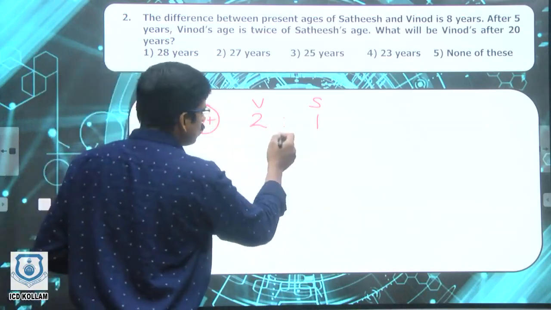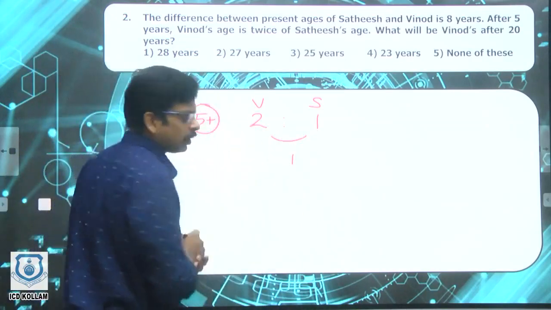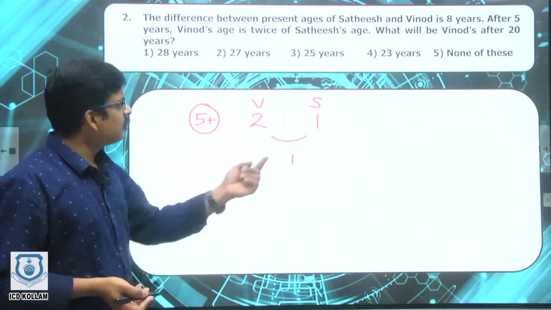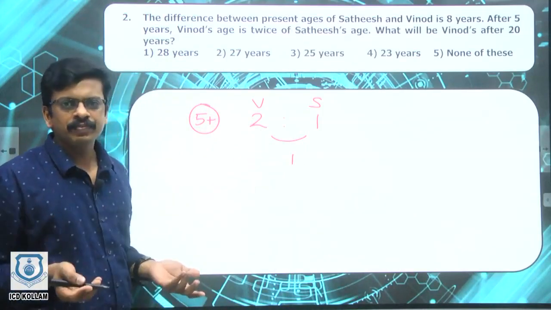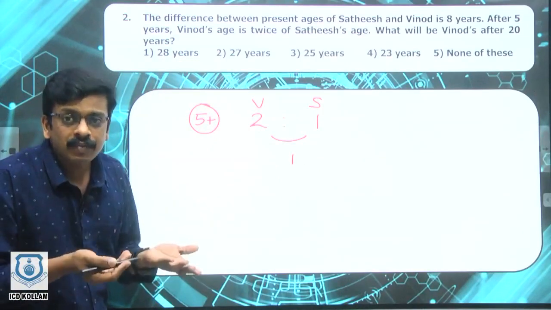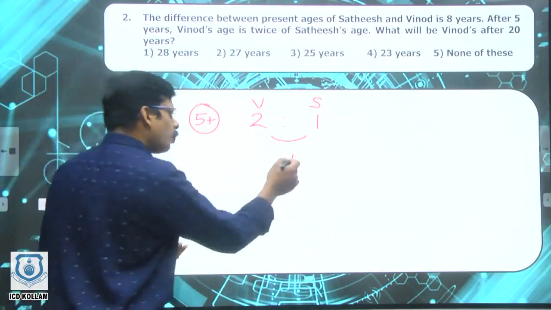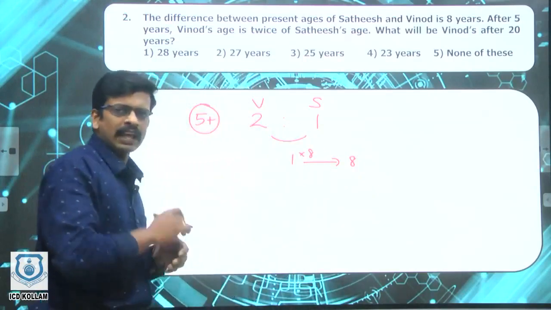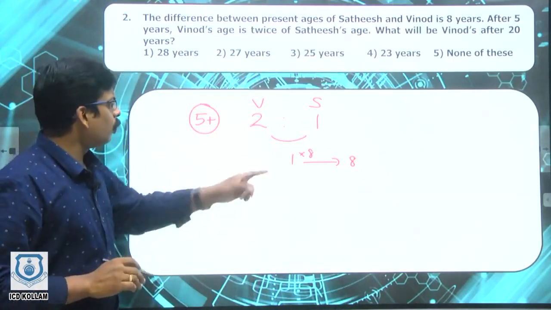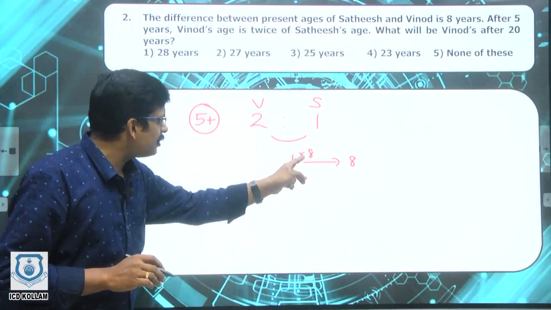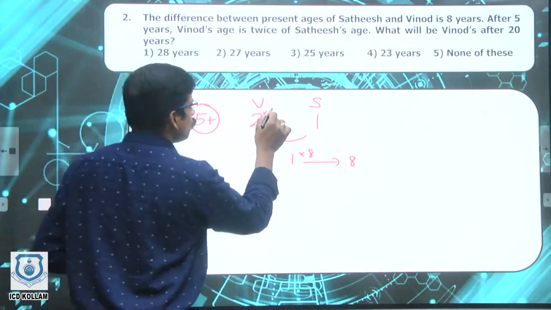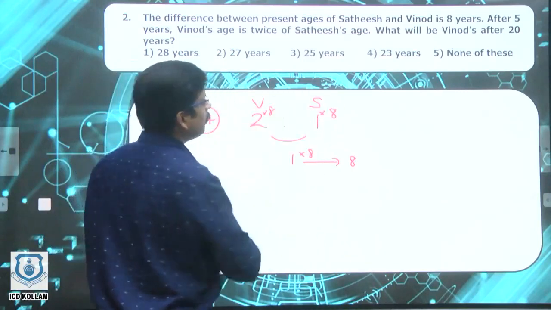Now the difference in this situation is only 1. It is not correct. And you know this is actually 8. For making that 1 to 8, what will we do? We need to multiply by 8. So if you multiply 8 here, you should multiply these two numbers by the same 8.